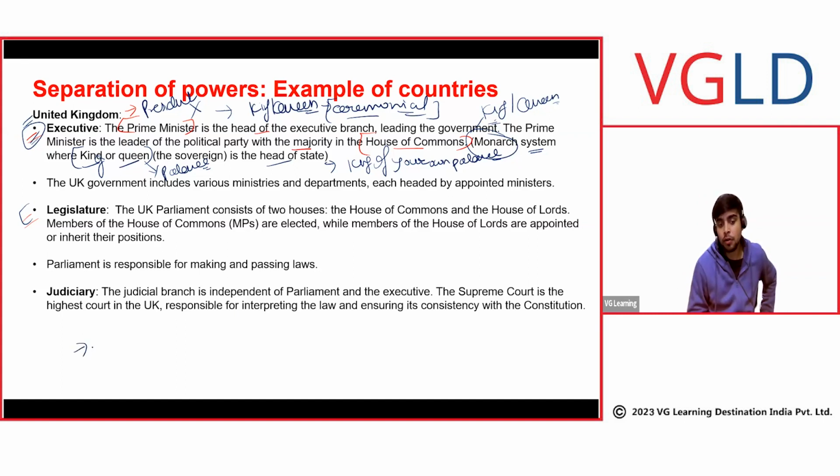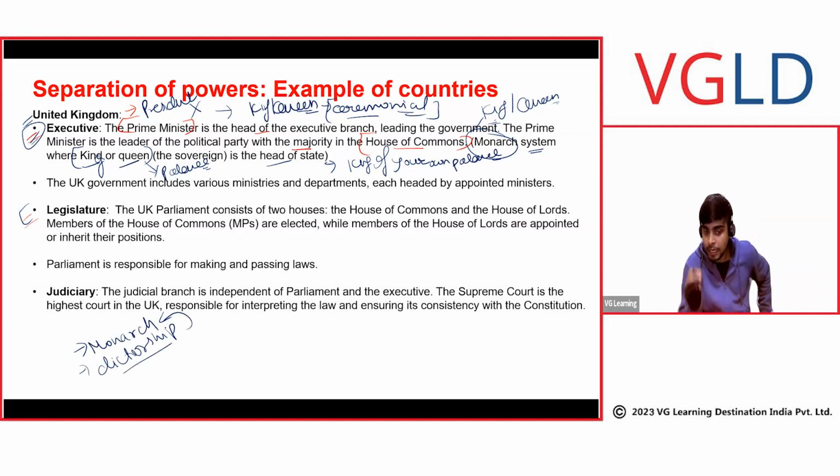The monarch system, and if you compare it with dictatorship, the dictatorship used to be part of the monarch system.